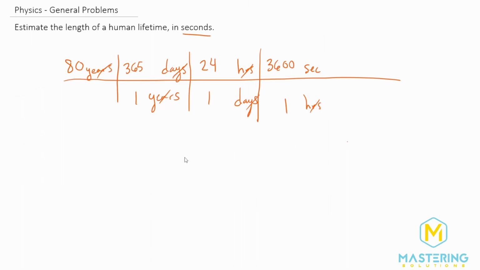So the answer, the estimate of human lifetime in seconds is 2.5 times 10 to the 9. I think I might have said negative 9 a moment ago. It's 2.5 times 10 to the 9 seconds.